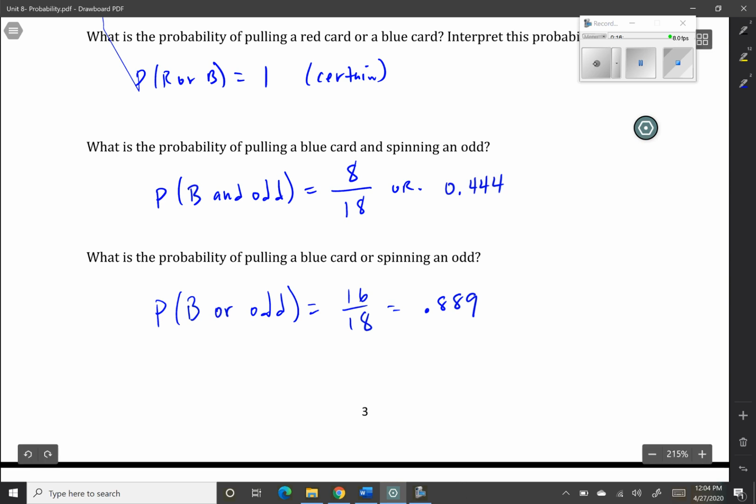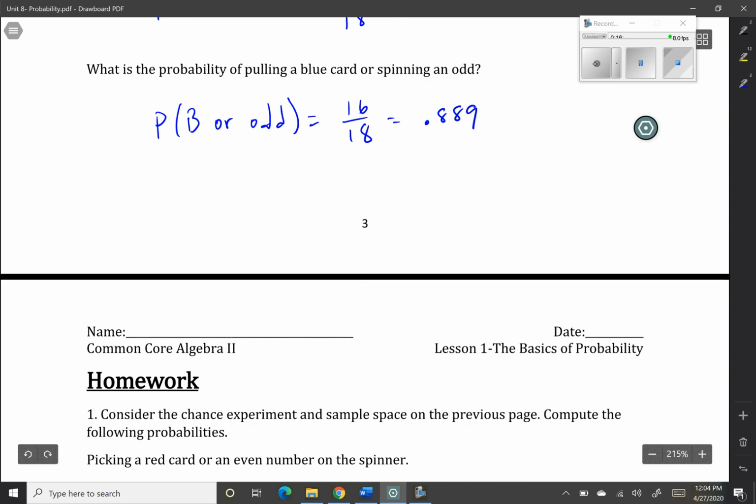All right, so this is a good stopping point for you. Take a minute, pause the video. You could rewind the video if you were confused about something that we did in the notes before trying your homework.